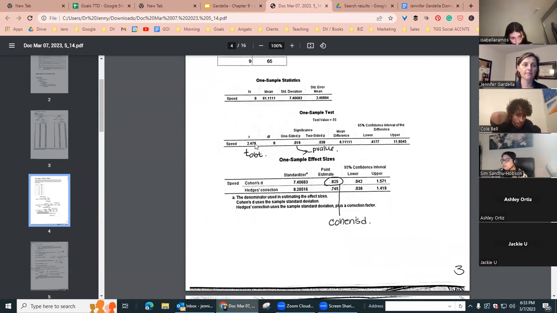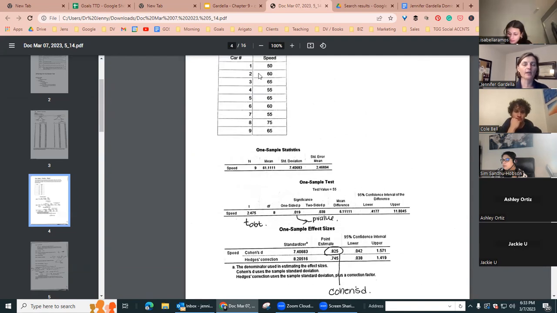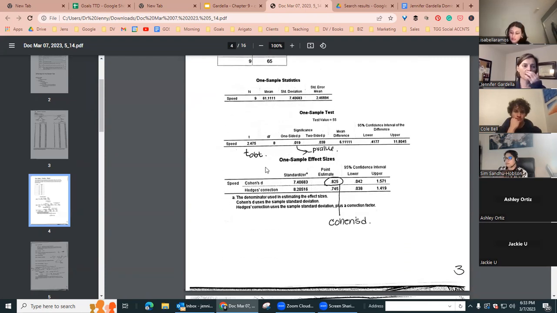So this is your T obtained. SPSS took this mean minus this test value over this standard error and computed your t-stat, T obtained, for you. This is your test statistic. These are your degrees of freedom. We know for a one sample t-test, n-1. This is your p-value, which I'm going to get into in a minute. And then we don't pay attention to any of this.